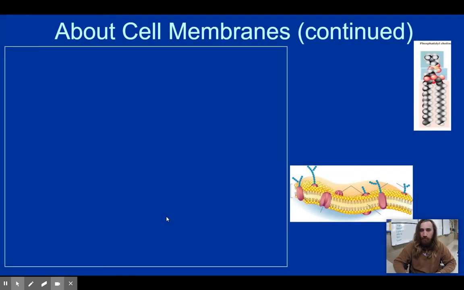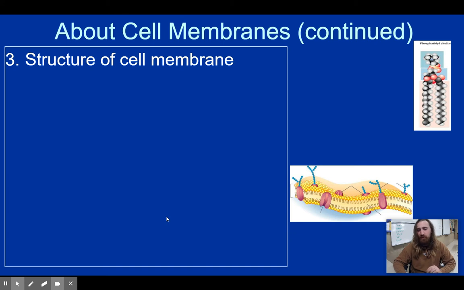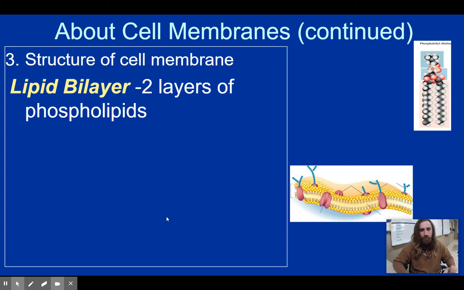Now, talking more about cell membranes. The structure of a cell membrane is going to be very key to understand and important to know. So the first thing you need to know is that it's a lipid bilayer. So it's 2 layers of phospholipids.